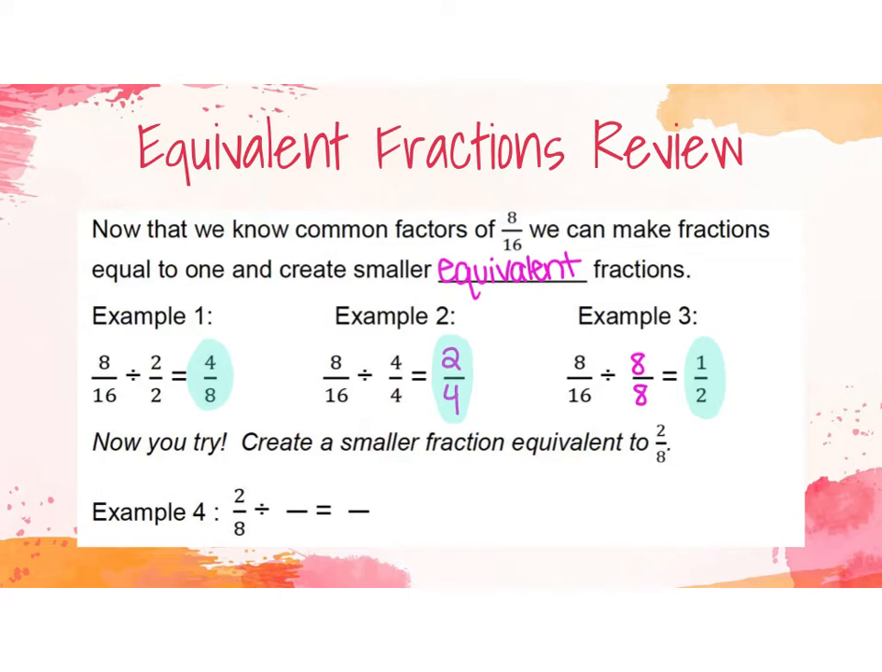Now let's create a smaller fraction that's equivalent to 2/8. I know that a common factor of 2 and 8 is 2. So if we divide both our numerator and denominator by 2, we will get a smaller equivalent fraction. 2 divided by 2 is 1, and 8 divided by 2 is 4. So 1/4 is equivalent to 2/8.